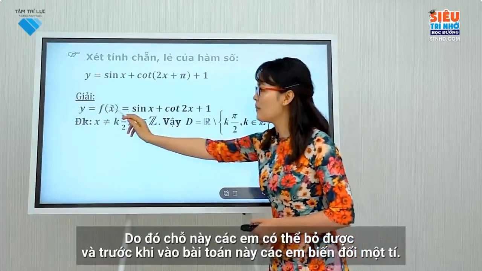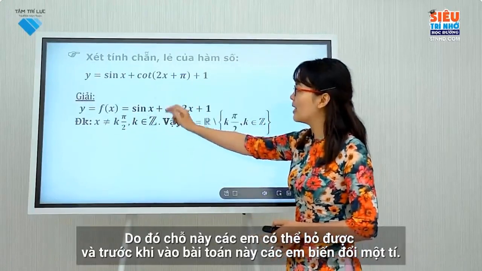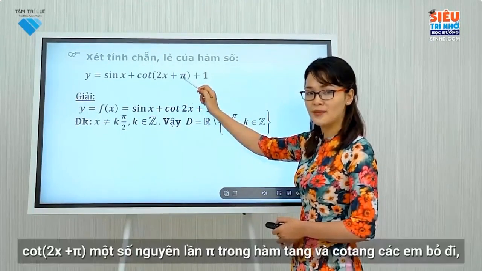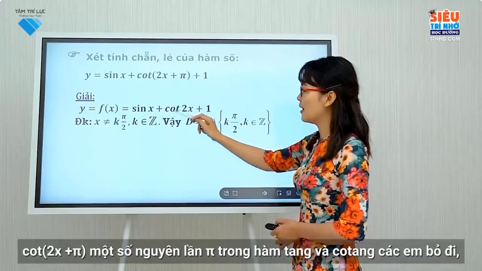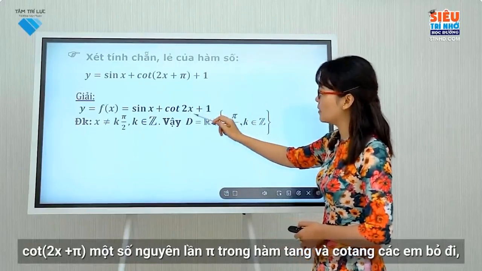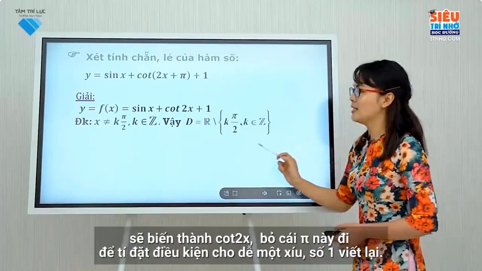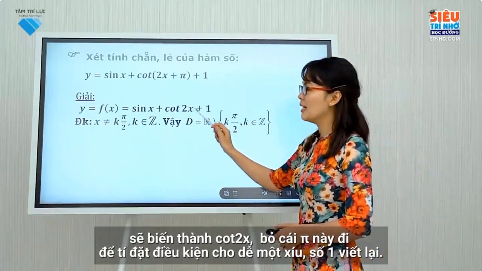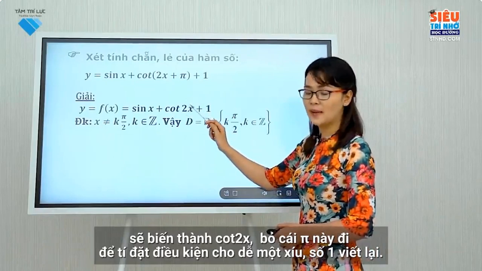Before solving this problem, you need to transform the function a little bit. y equals f(x) equals sine x, copy it down, cotangent 2x plus pi. Eliminate an integer number times of pi in the angle of the tangent and cotangent functions. You will get a cotangent of 2 times x. Eliminate this pi to set the conditions more easily. Copy down the number 1.